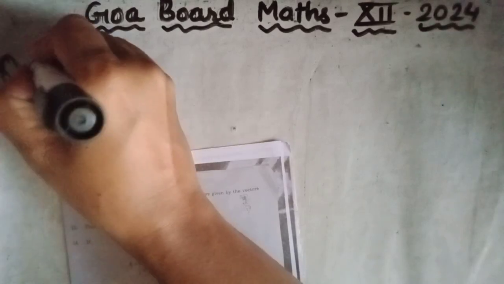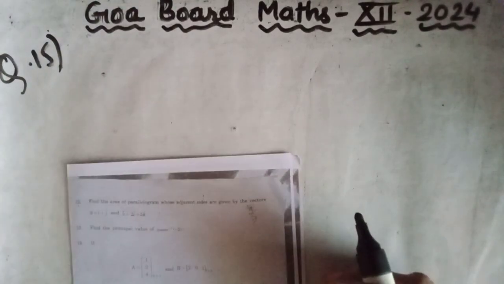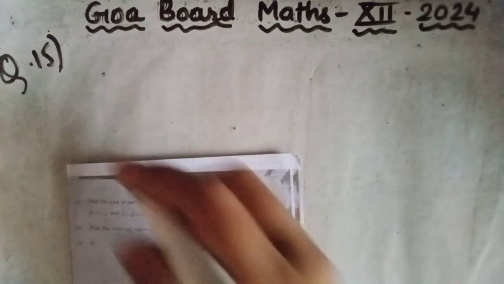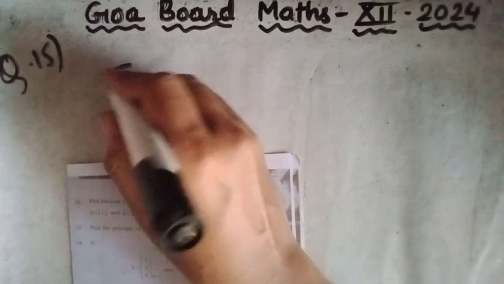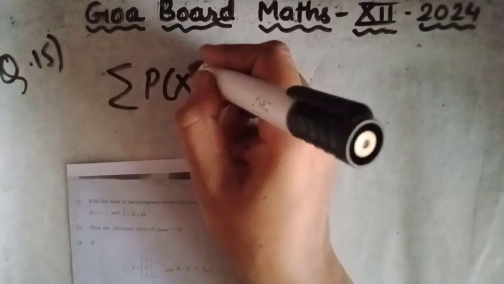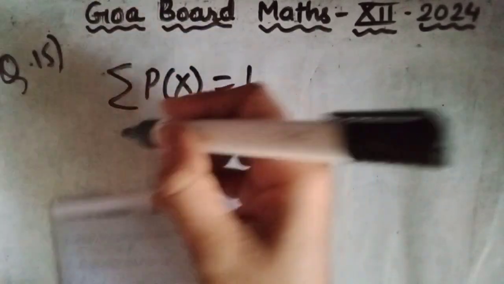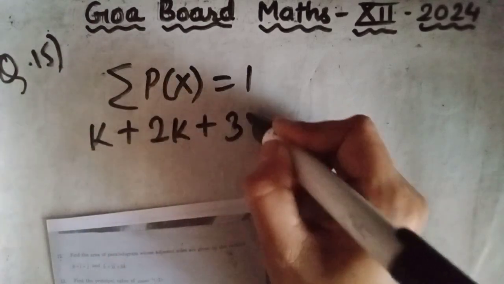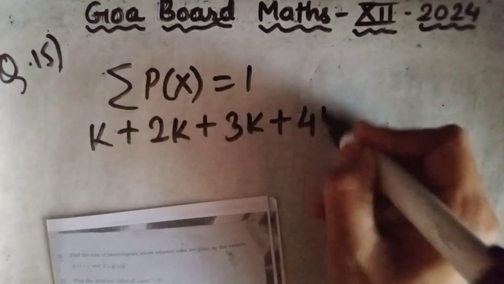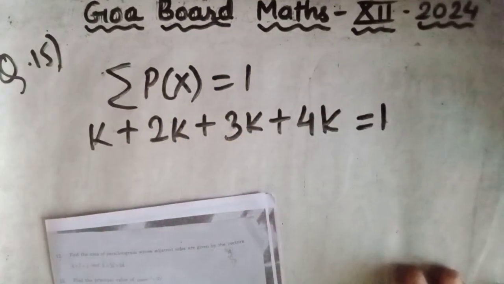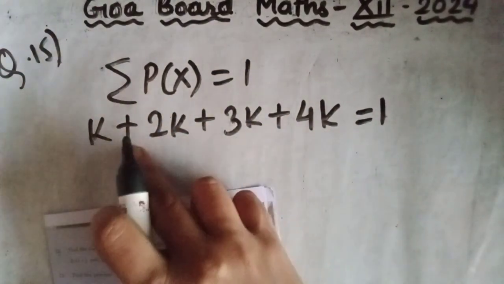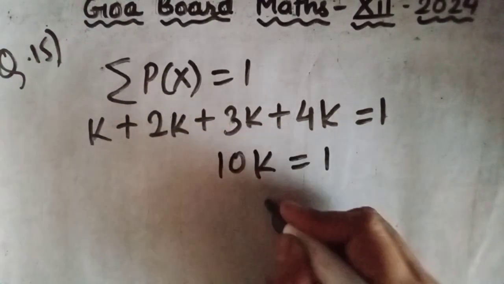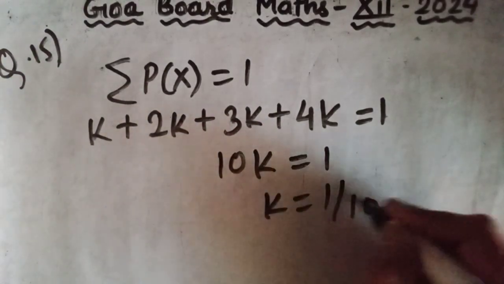So question 15, I'll find the total probability, that is 1. So this is summation p of x is 1. So k plus 2k plus 3k plus 4k is 1. So this is 10k is equal to 1. So k is equal to 1 by 10.